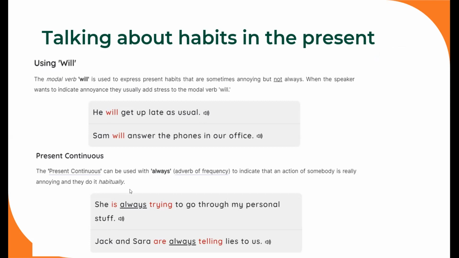So the use of always in the present continuous indicates that we think this habit is annoying, okay? And it is very recurrent. So she's always trying to go through my personal stuff. Jack and Sarah are always telling lies to us, okay? So we use the present continuous with always. So those are the first two, will and present continuous.